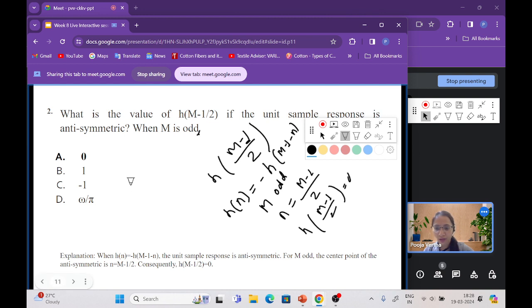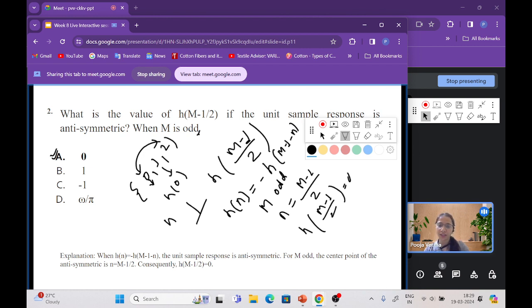If M is odd, that means the number of samples will be 3, 5, 7, 9, right? So let's take 3 samples, 0, 1, 2. So that is h(0), and h(2) must be the negative of it, so at the midpoint h((M-1)/2) must be 0. Okay, so the correct answer is option A.